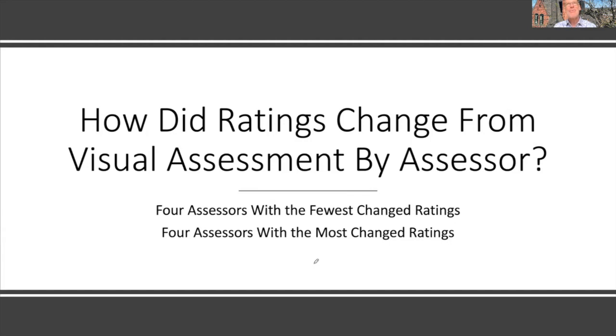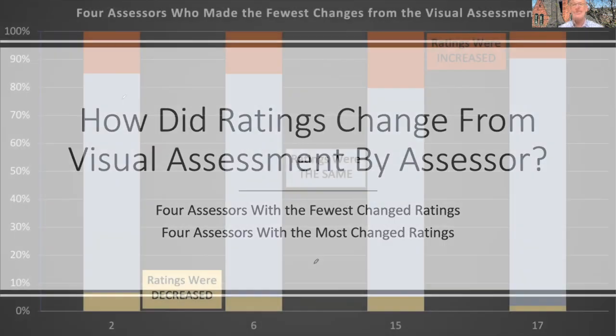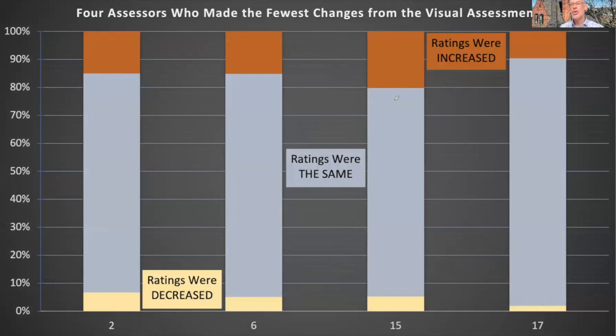Let's look at how assessors changed or didn't change their ratings from the initial visual assessed likelihood of failure rating. Color scheme is the same. The large area of this kind of blue-gray color indicates most of the ratings didn't change from the initial visual assessment. And for most of the trees, somewhere between 75 and 80% of the ratings for assessor number 2 didn't change. And for assessor number 6, about the same. 75, 80% of the ratings were the same from their visual assessment.